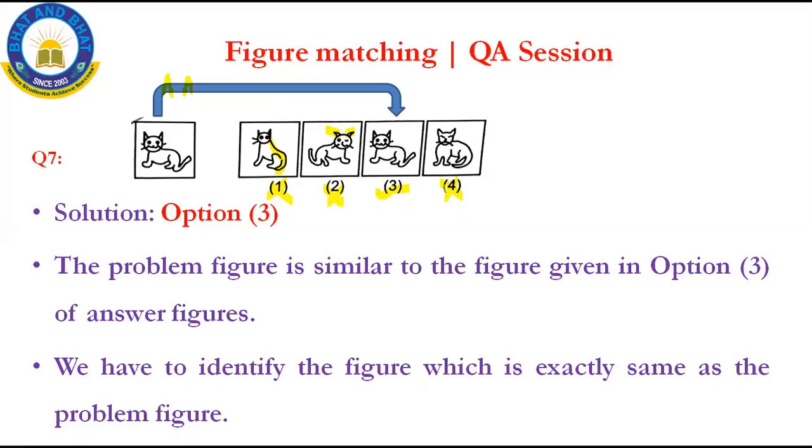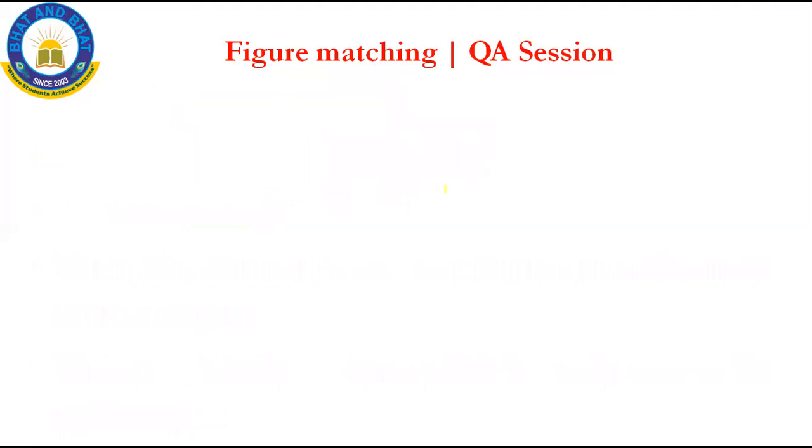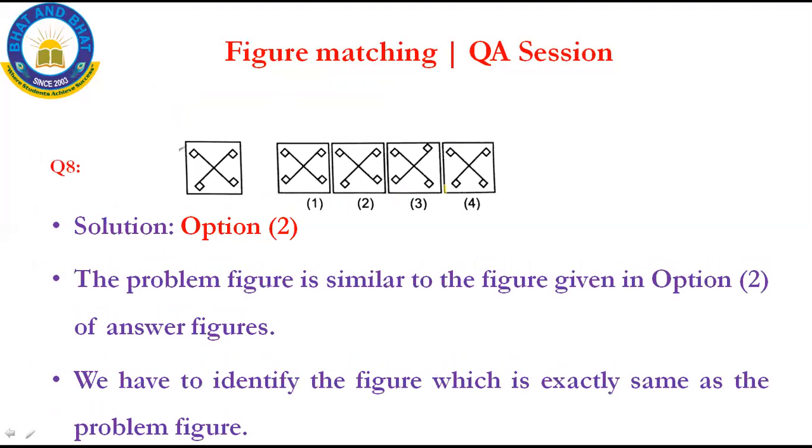Therefore, option 3 is the correct answer. In this chapter, you have to find the figure which is exactly the same as the problem figure. Now, 8th question, let us see here. It consists of a small square at all the corners, isn't it? Now let us see. Why not the first one? See here, in the first one, it is the same, but look at this diagonal side. The squares are on the opposite side. So the first one is not the correct answer.